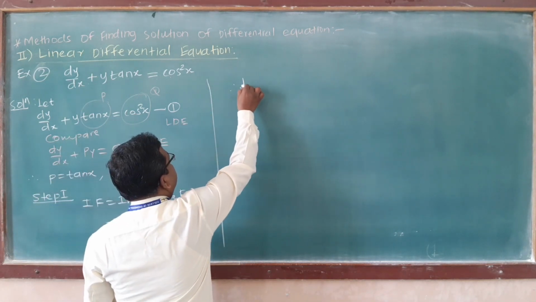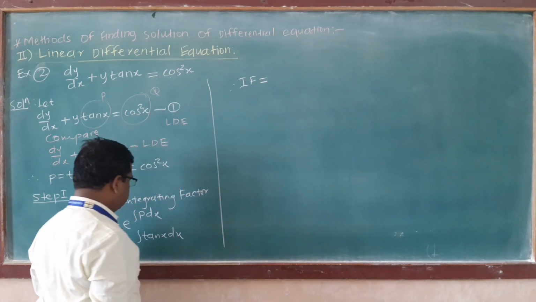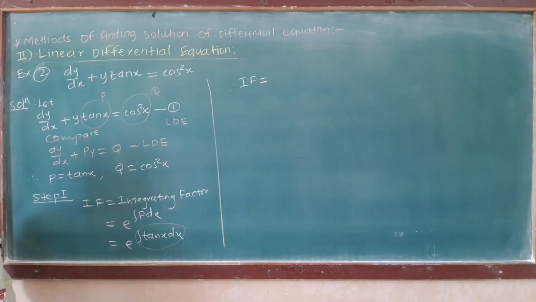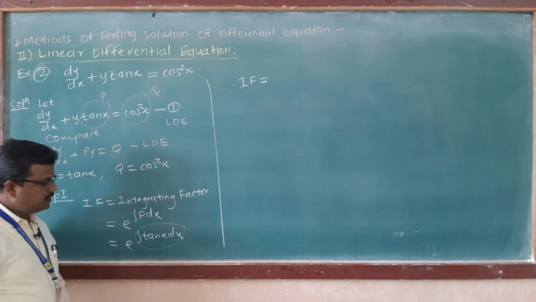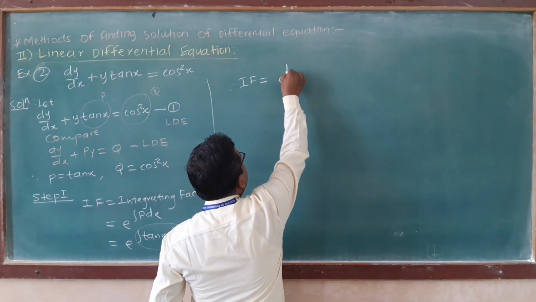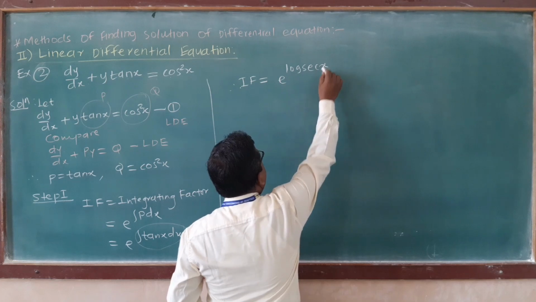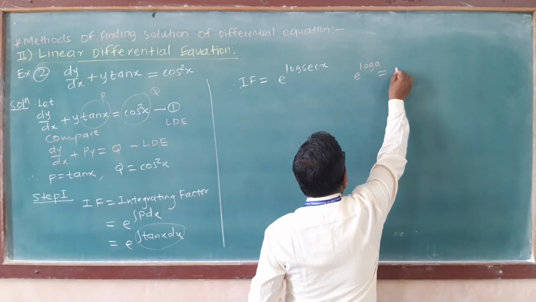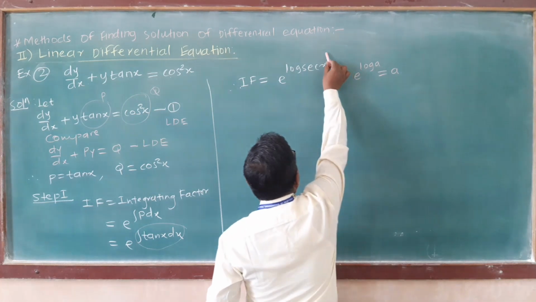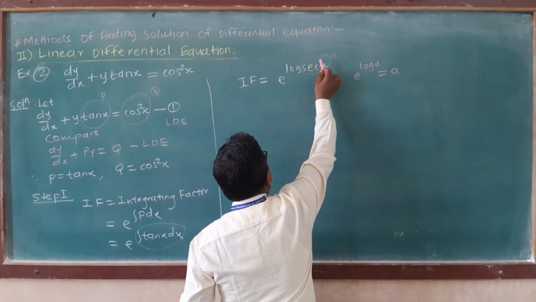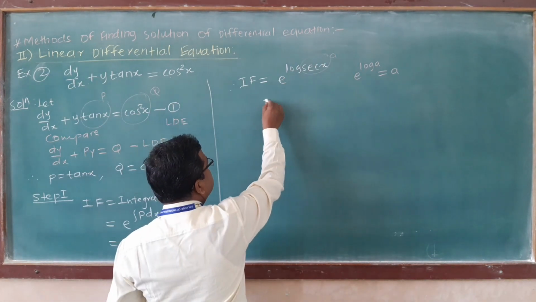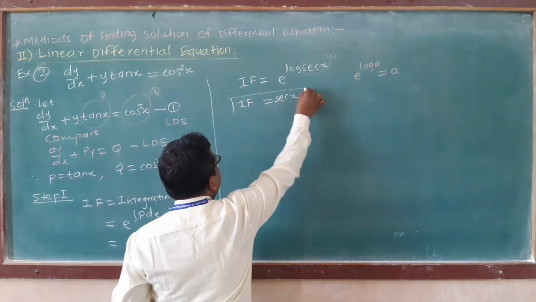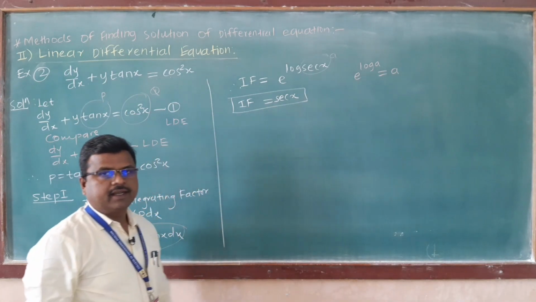Therefore we get IF, which is equal to e raised to integration of tan x dx. This is standard integration. Integration of tan x is log of sec x. So this is equal to e raised to log of sec x. Now when an expression is of this type, e raised to log a, we write this simply as a. So e raised to log sec x we write as sec x. So this is nothing but the integrating factor.